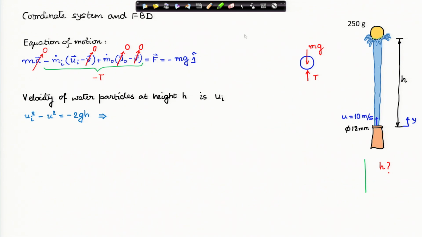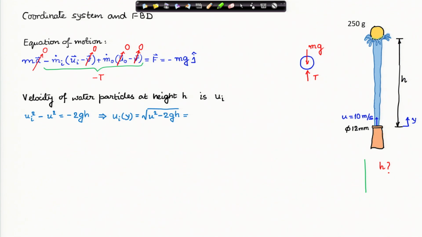Therefore, the final velocity, this is the final velocity with which it enters the system. The final velocity square minus the initial velocity square, which is the velocity at the nozzle, must be equal to minus 2 g h. Remember, our upward direction is positive, therefore g, which is vertically downwards, induces that sign. And from here I can calculate with what velocity it is entering our control volume, our system.